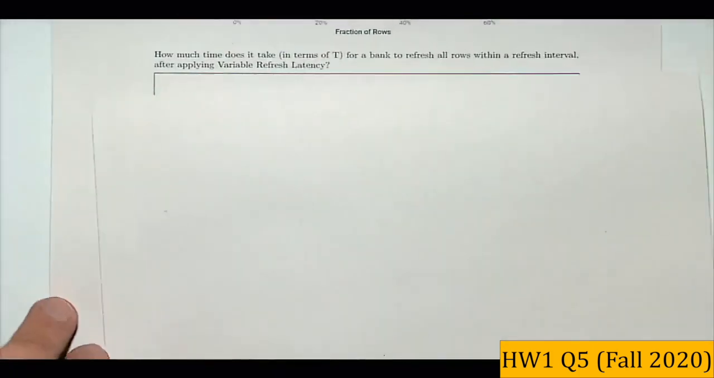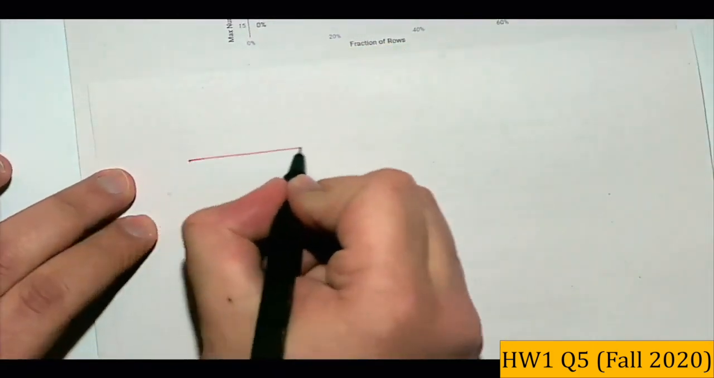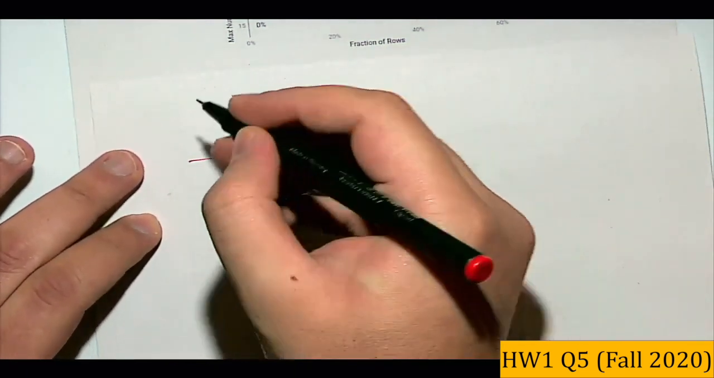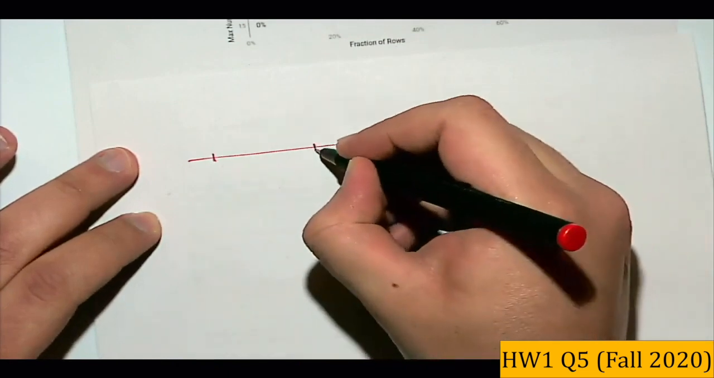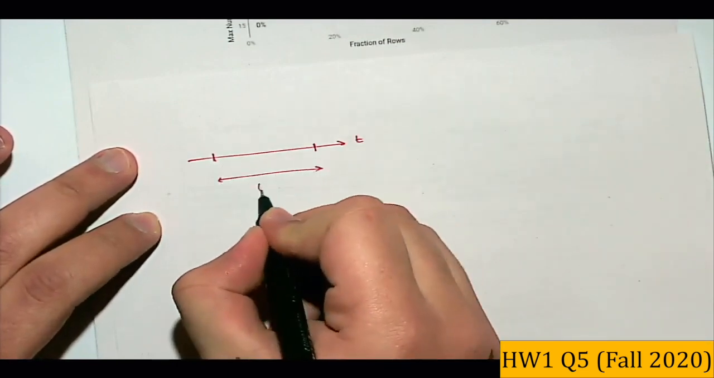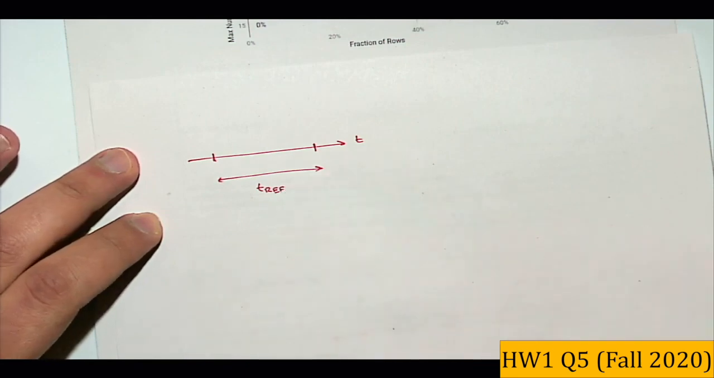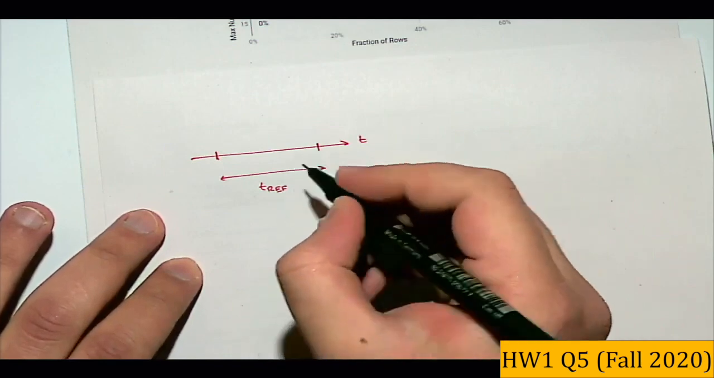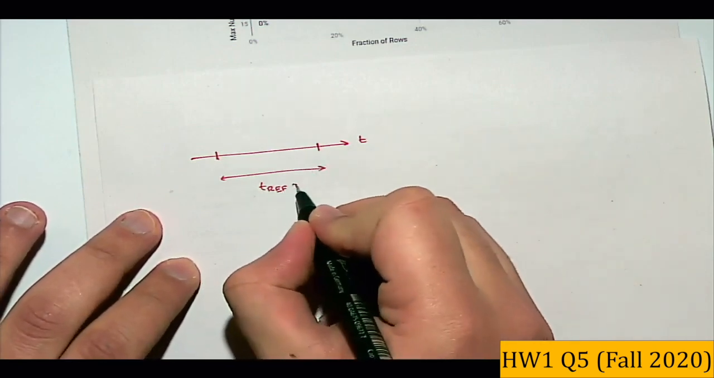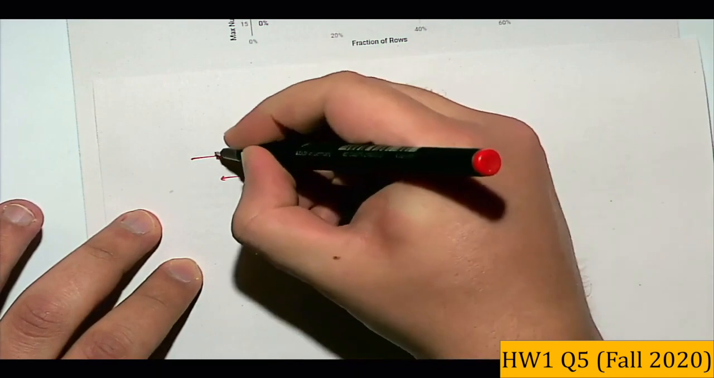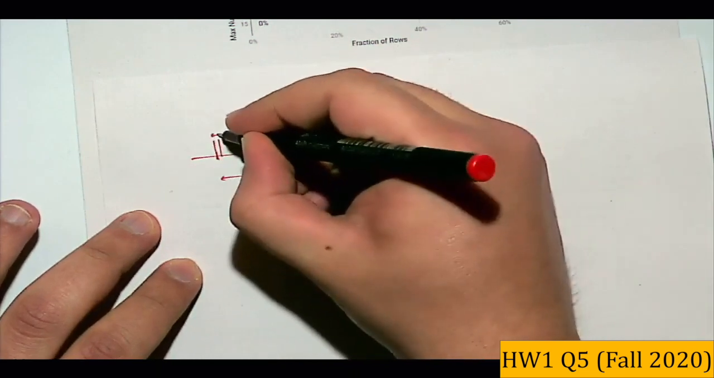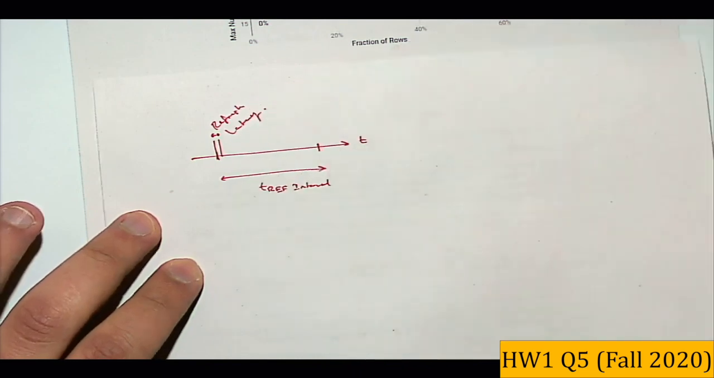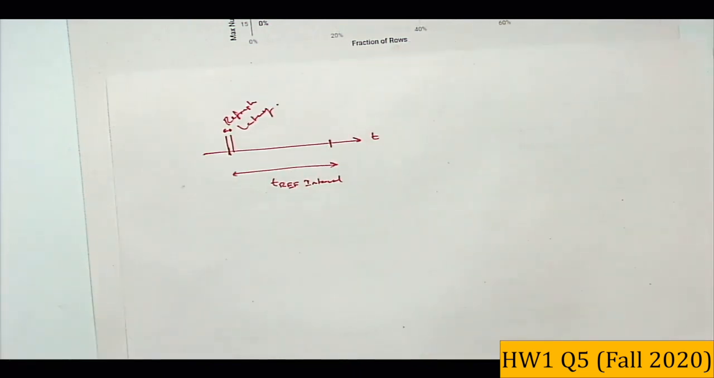So this is your time axis. I'm just drawing this for one single row. This is your refresh interval, right? This is just some extra knowledge about this question. And this is your refresh interval. And when you start the refresh operation, it also takes some time. This is refresh latency. And this paper tries to mitigate this refresh latency.